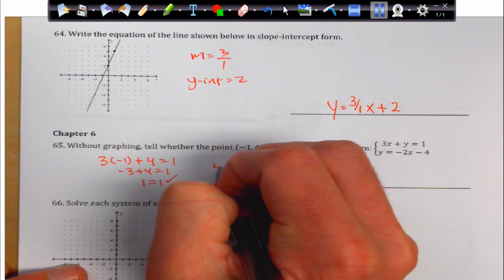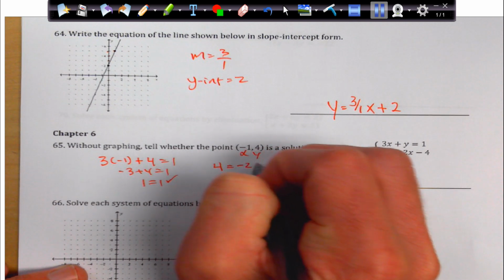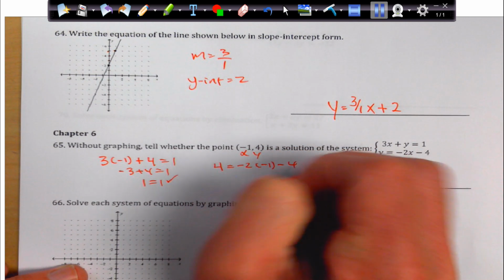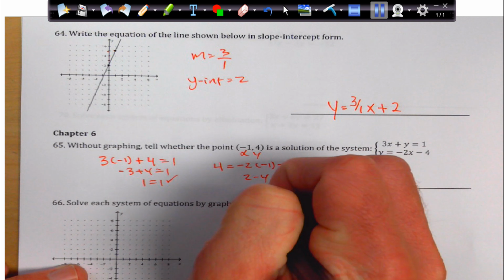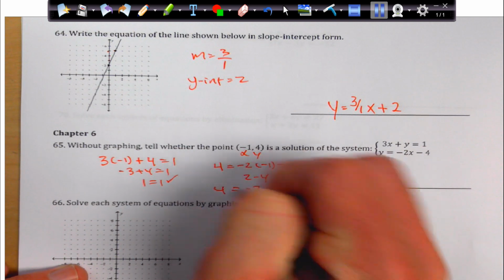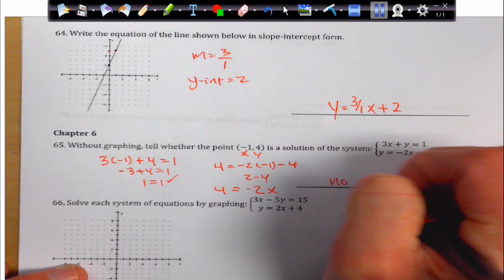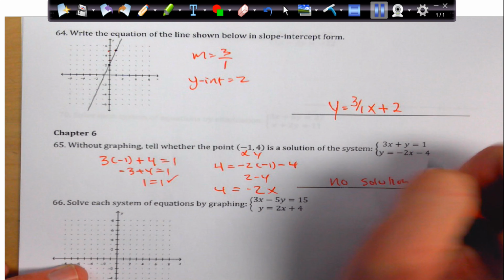Over here, I'm going to get 4 equals negative 2 times negative 1 minus 4. That's going to be 2 minus 4, which is negative 2. That does not equal 4, so the answer is no solution. That does not work.